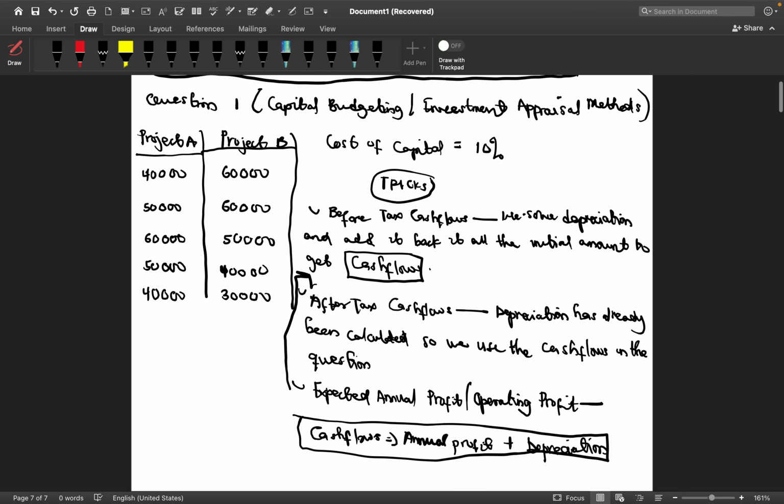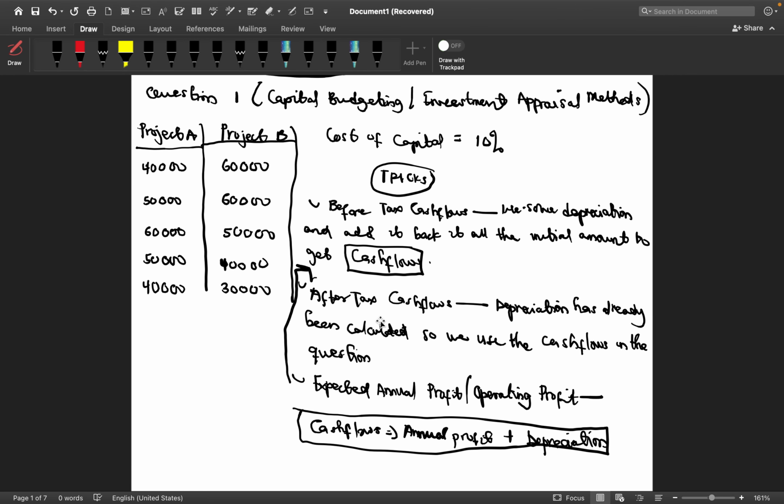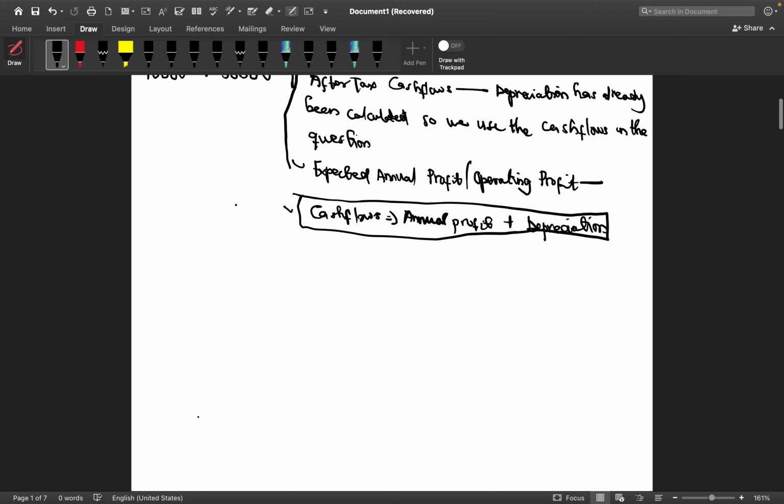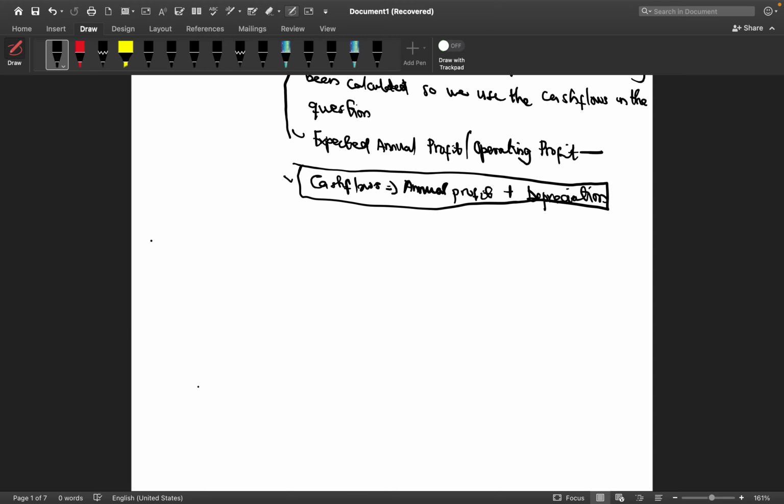So now we have all the tricks in mind. We have before tax cash flows. We have after tax cash flows. Expected annual profit or operating profit is the same as before tax cash flows. So this is the cash flows formula. Remember the question, project A and project B. So we'll move straight. A is payback period.